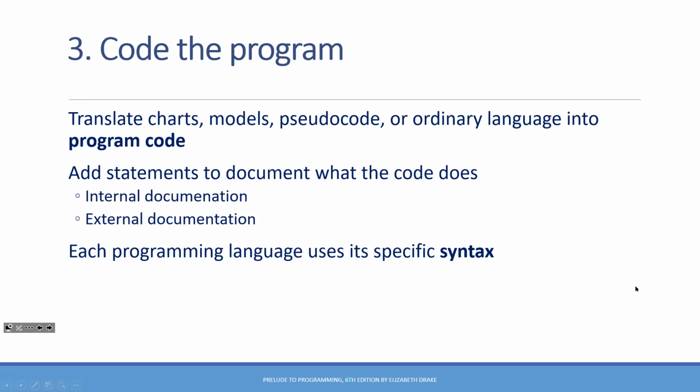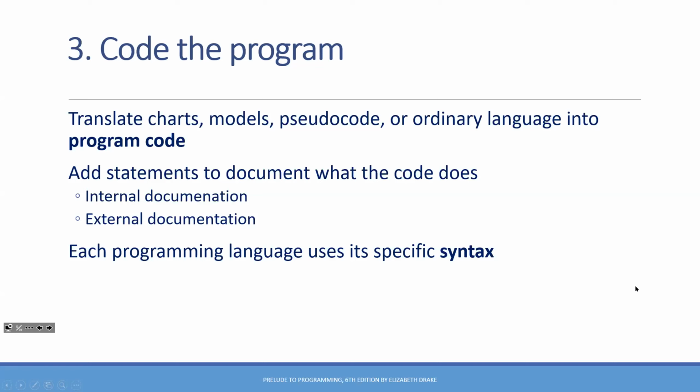Then finally, we could code the program. We have our design. We would convert that to program code. As we're coding the program, we would add some comments. I mentioned that today when we were looking at those Scratch programs. We need to have internal documentation. Those are comments within our code that remind us what this code is doing. We need external documentation sometimes too. That might be file names, or it might be a user's manual that we give out to people. And no matter what we're doing when we write that code, we're going to have to use the syntax of the specific language we're using.